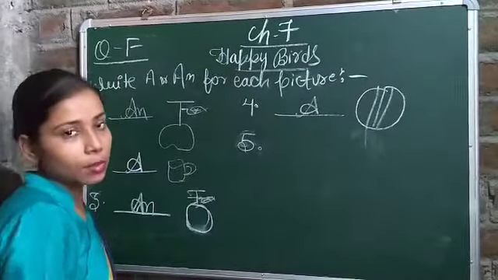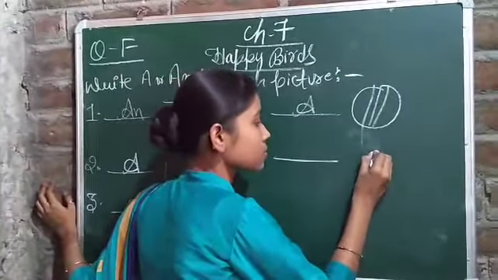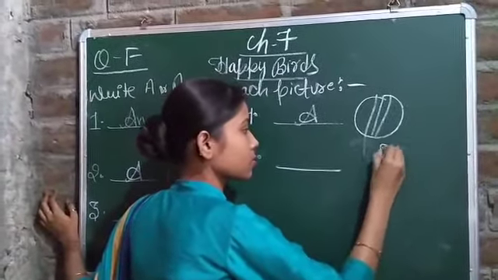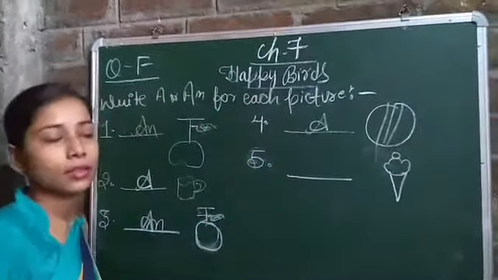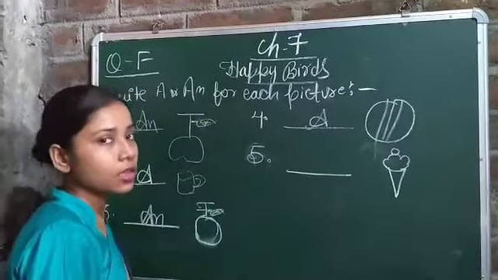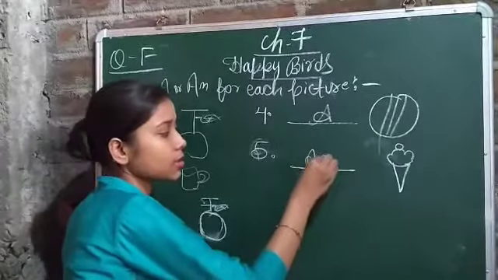In the 5 we have a picture of ice cream. Okay, picture of ice cream. So ice cream starts with I, and I is a vowel. So what we have to use? AN ice cream.